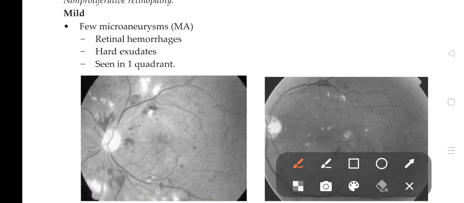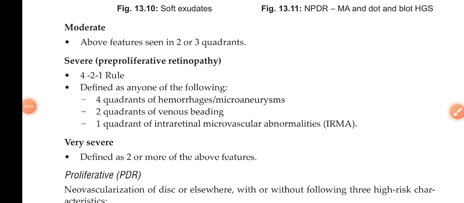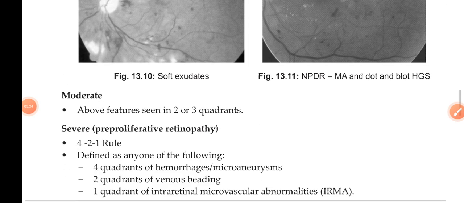mild diabetic retinopathy. There are a few microaneurysms seen, retinal hemorrhages, and hard exudates, seen in one quadrant only. There are few microaneurysms because as the blood vessel gets thin, there are microaneurysms, retinal hemorrhages, and hard exudates seen in only one quadrant. Next, moderate. The above features are seen in two or more quadrants, two or three quadrants: retinal hemorrhages and hard exudates.